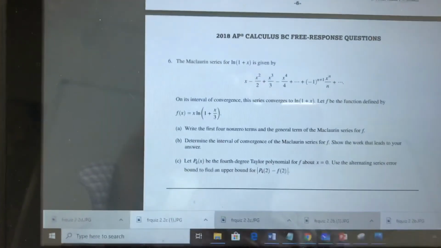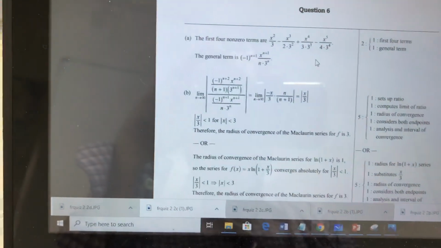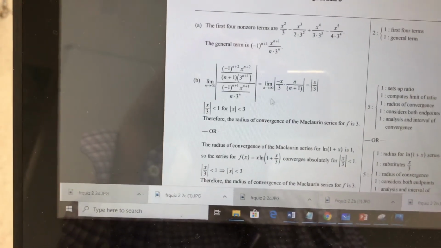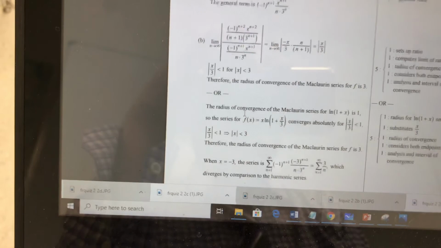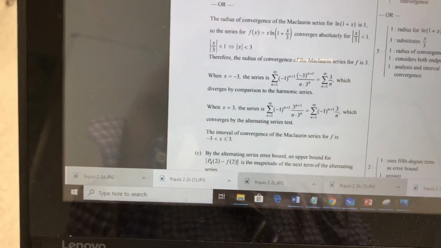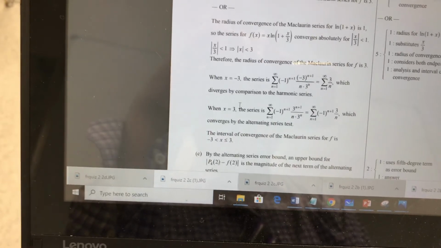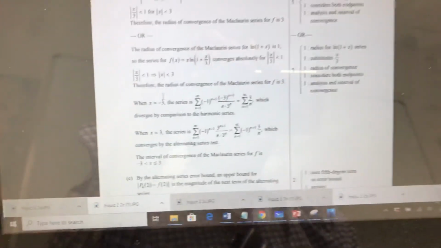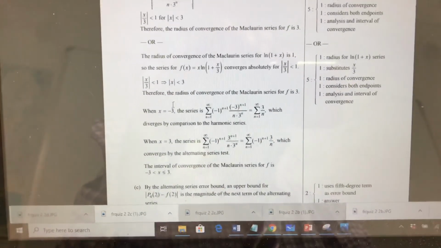If you want to see the official answer here, which is also posted on Schoology, we can take a look here. You can see this very messy fraction they have. They get the same range as we do. And then down here at the bottom, you can see that they test 3 and also discuss what happens when x is equal to -3. And you can see a lot of points on this one, 5 points for all of that.